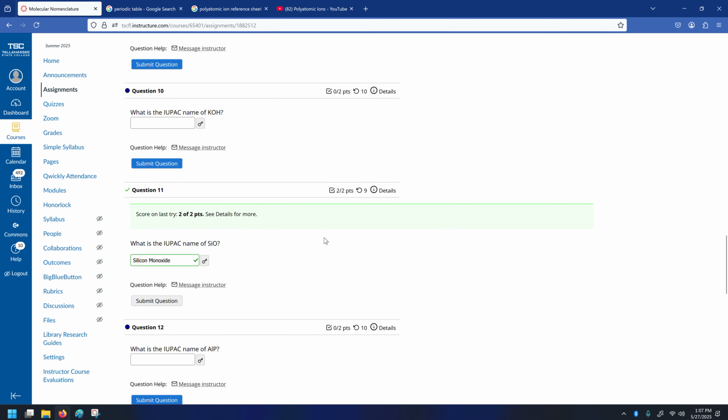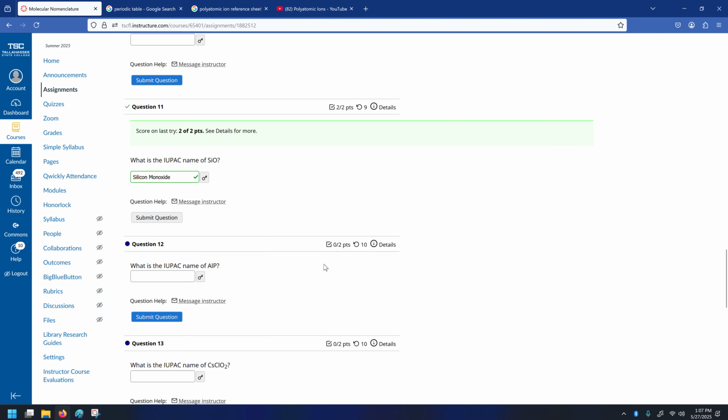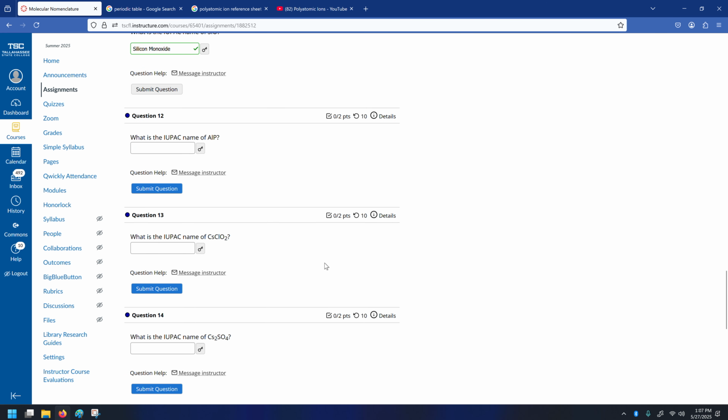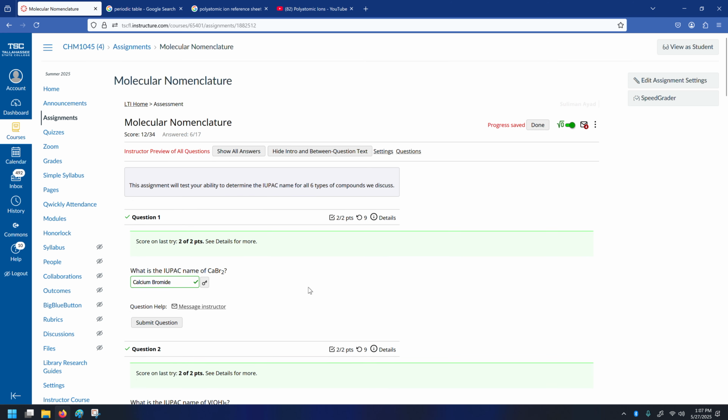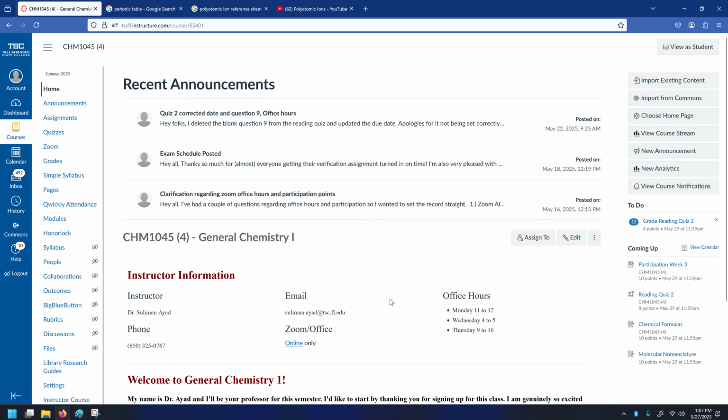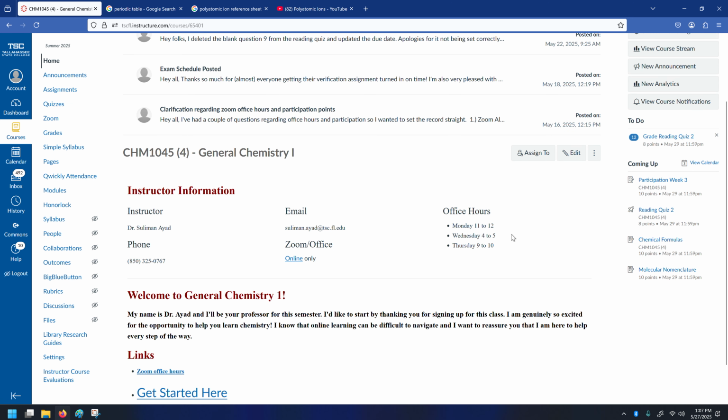I think that's all of the major types of these different problems. If you have any questions, if you have any confusion, please come to my office hours. Office hours are on the front page of our Canvas course. So they are Mondays 11 to 12, Wednesdays 4 to 5, Thursday from 9 to 10. So there's 2 more office hours in between now and when this assignment is due.